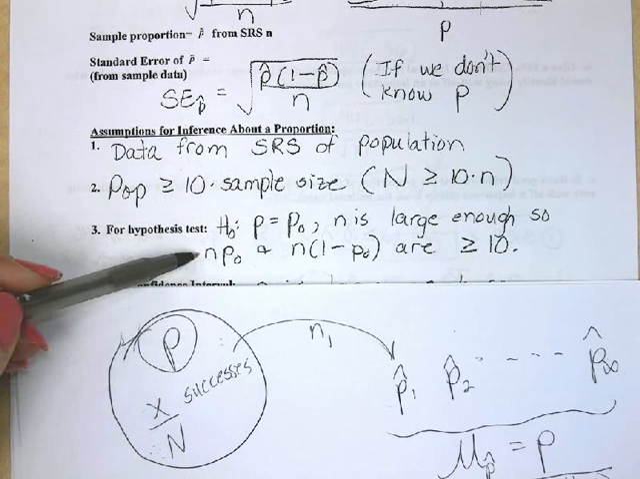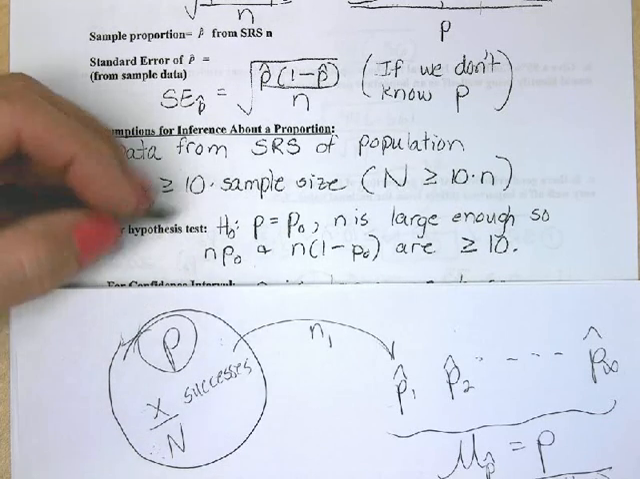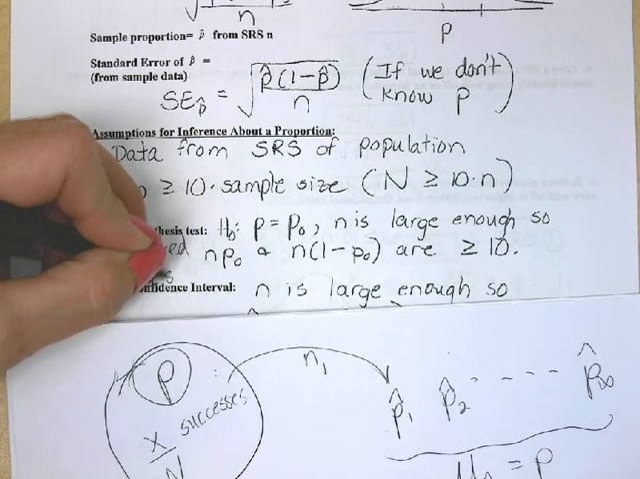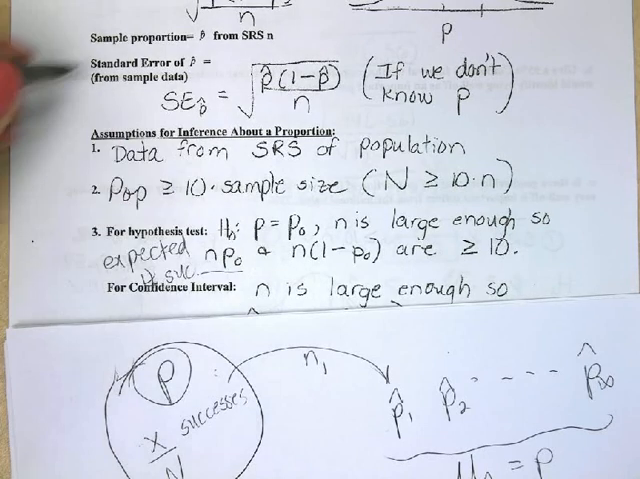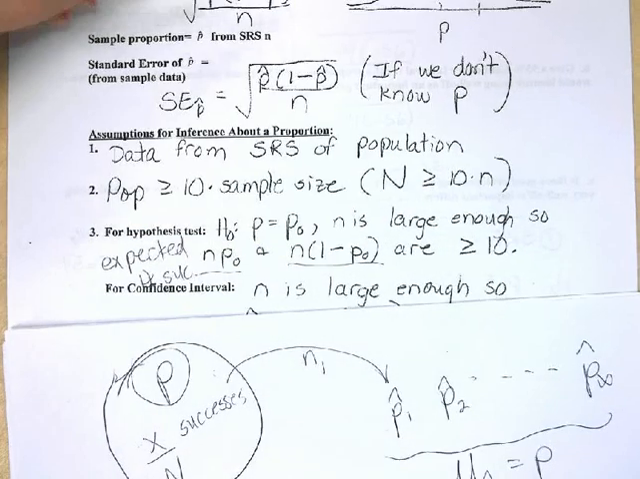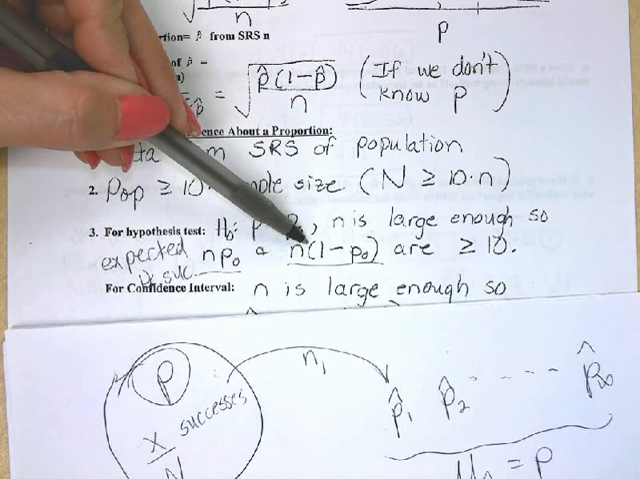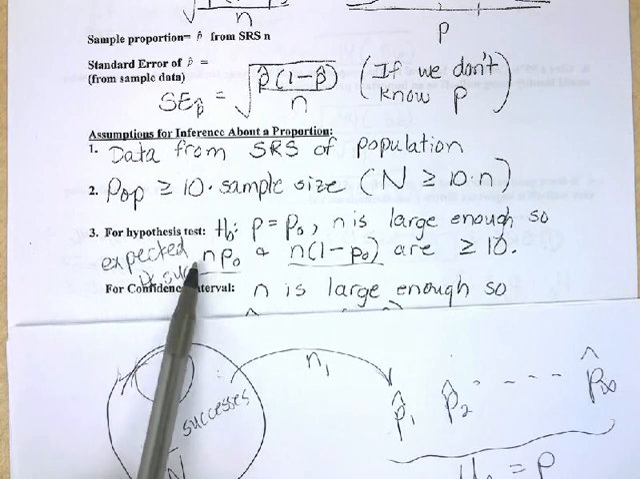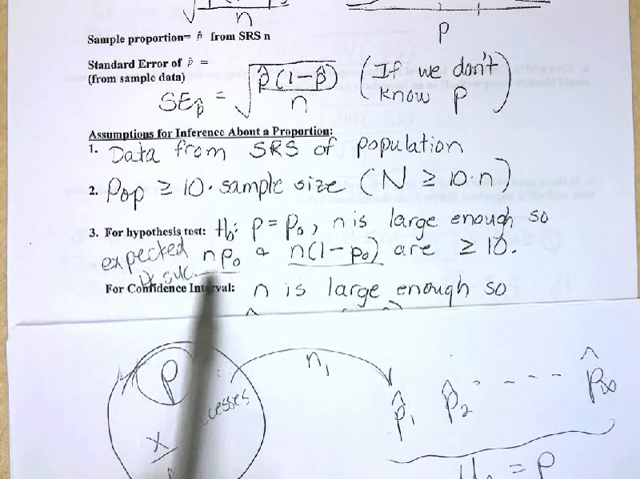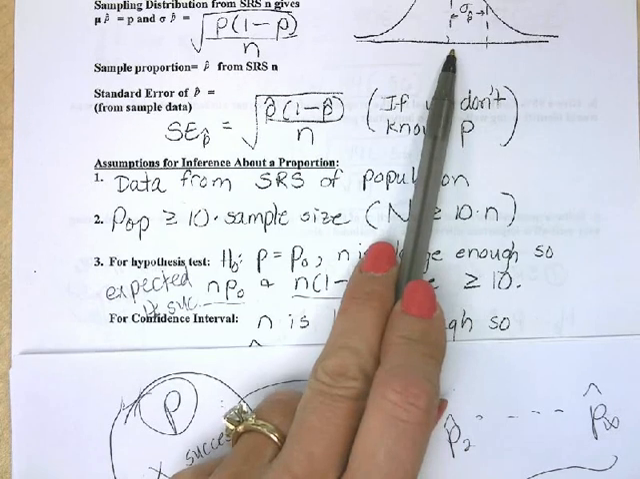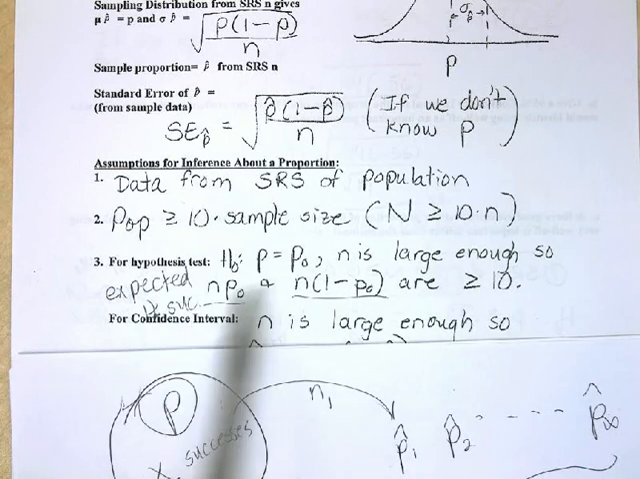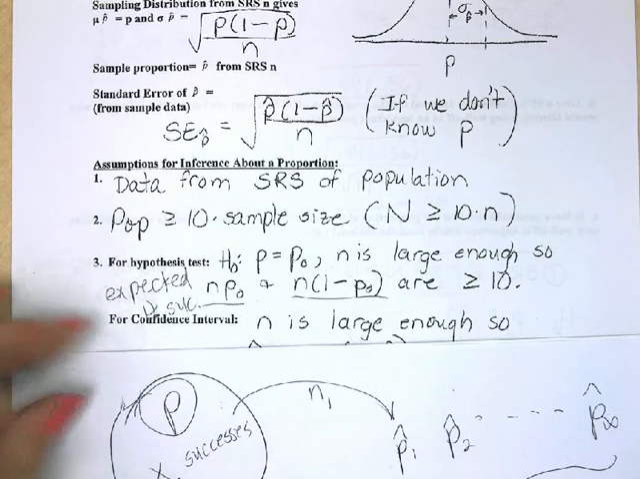We need the expected number of successes. That's what this would be. This would be the expected number of successes. That's this value. And we need the expected number of failures. That's what this value would be. The expected number of failures to both be at least 10. And remember from our previous experience with looking at sampling distribution, we need this to occur so that we'll have this approximate normal distribution. If these aren't at least 10, then we won't be able to use our normal approximation for this distribution. We'll come back to this for confidence intervals in a minute.